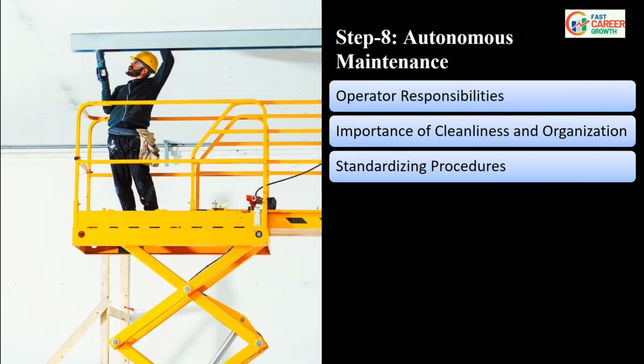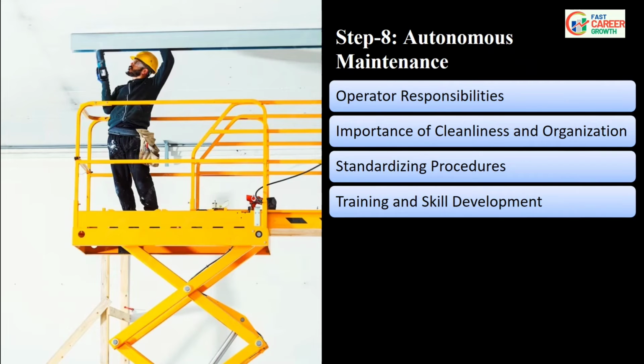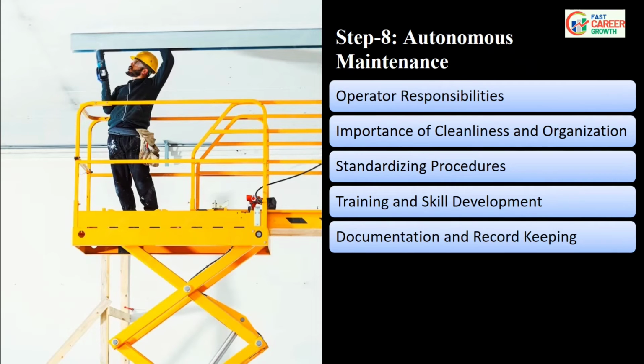Training and skill development. Explain the importance of providing training to operators so they can perform maintenance tasks effectively. Mention that this training helps operators become more skilled and confident in their roles. Documentation and record keeping. Highlight the importance of documenting maintenance activities and any abnormalities detected. Explain that this documentation helps in tracking equipment conditions and improvements.